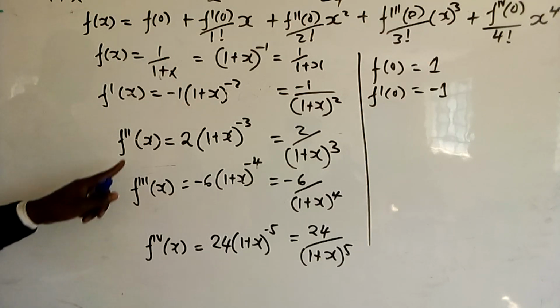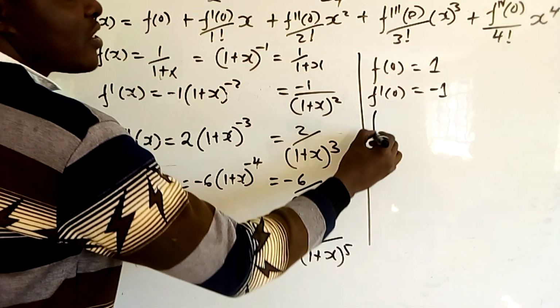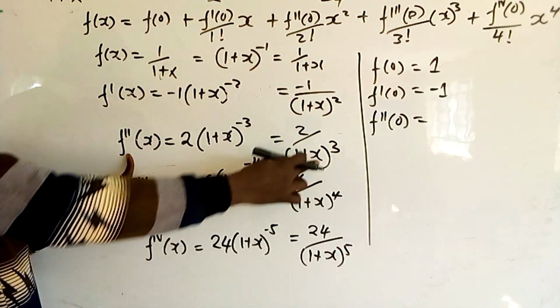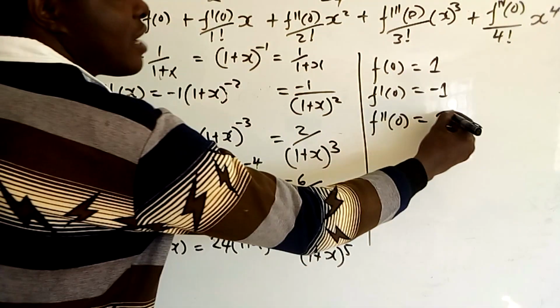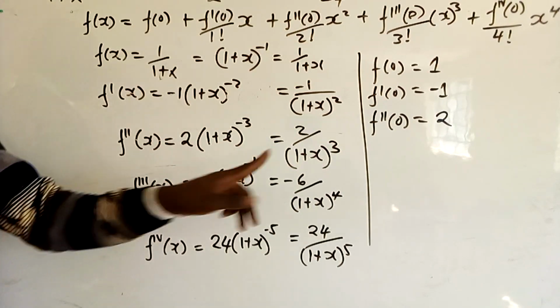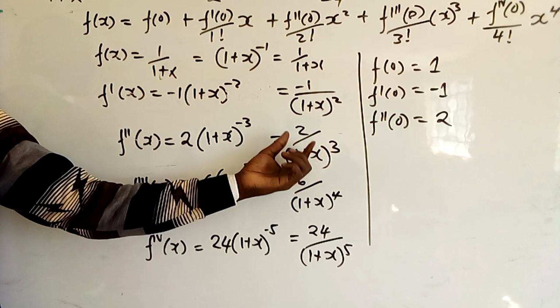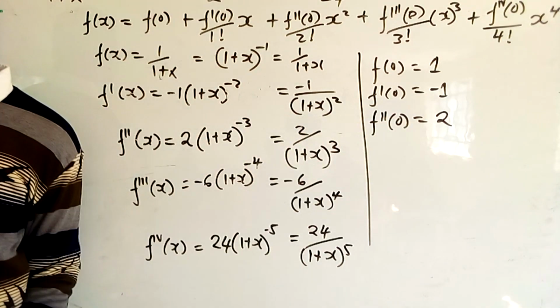You go on, f double prime of 0, where there is x, if you put 0, what do you get? So it is 2 over 1 squared. So you get f double prime of 0 to be? Where there is x, you put 0, so you get 1 cubed is just 1, 2 over 1, so 2.